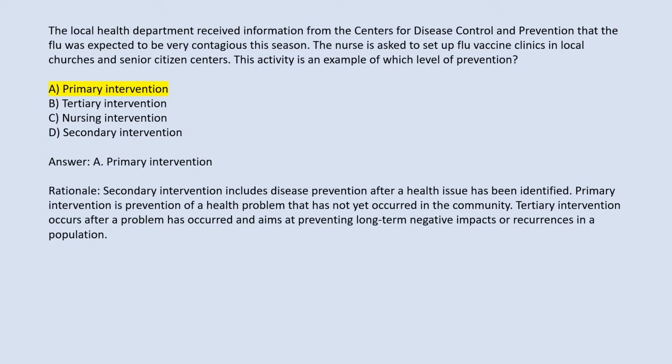Answer: A. Primary intervention. Rationale: Secondary intervention includes disease prevention after a health issue has been identified. Primary intervention is prevention of a health problem that has not yet occurred in the community. Tertiary intervention occurs after a problem has occurred and aims at preventing long-term negative impacts or recurrences in a population.